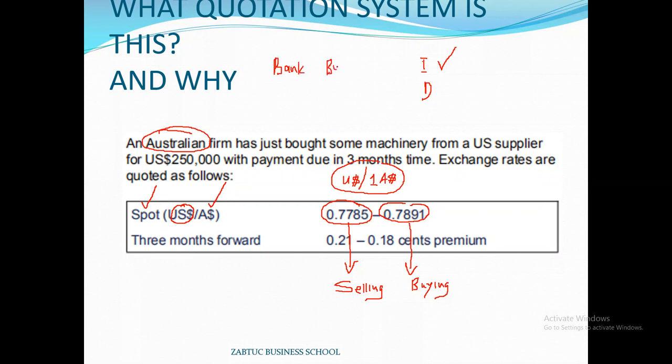The bank buys high if we have an indirect quotation system. And how do you move from foreign to domestic currency? You always divide. So if you want to find how many Australian dollars are represented by this amount, or if you want to convert this into Australian dollars, you're going to divide. In a direct quotation, we multiplied, but here you divide.